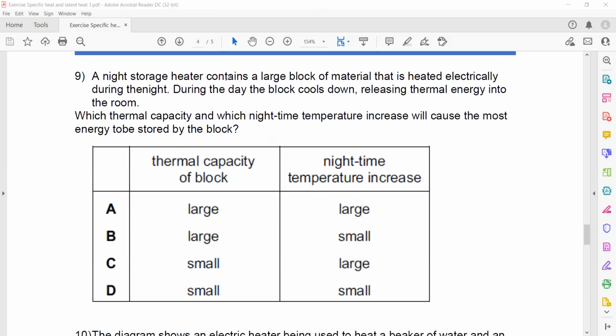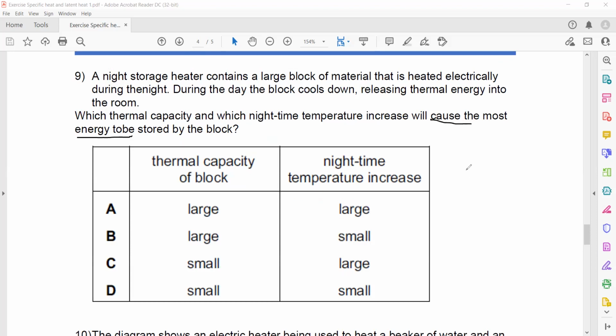A night storage heater contains a large block of material that is heated electrically. During the day, the block cools down and releases the thermal energy. Which thermal capacity and nighttime temperature will cause the most energy to be stored?